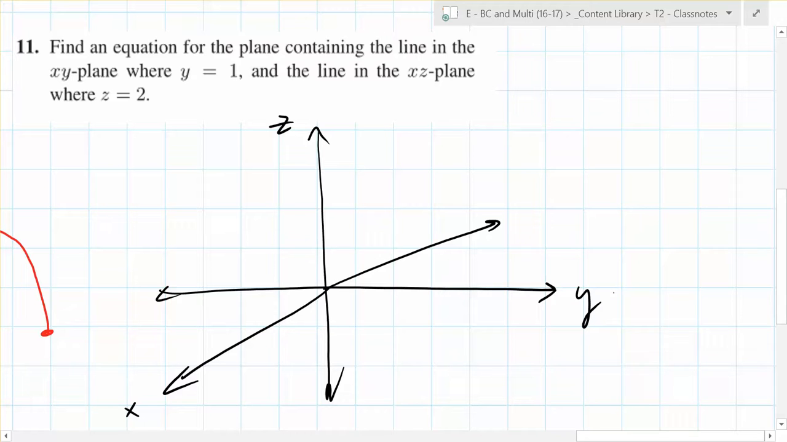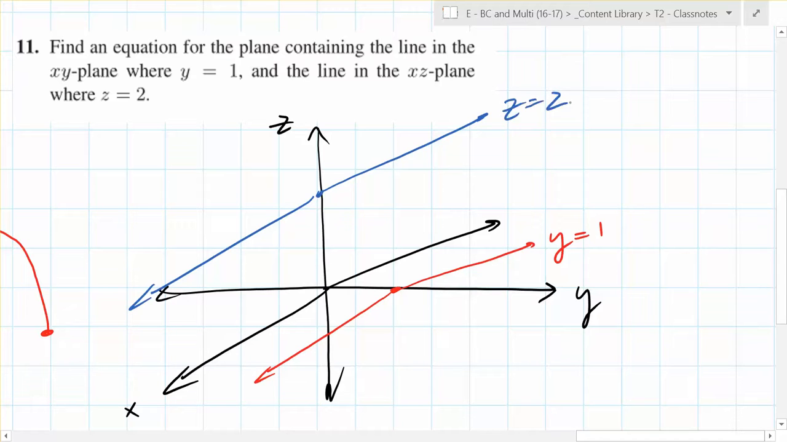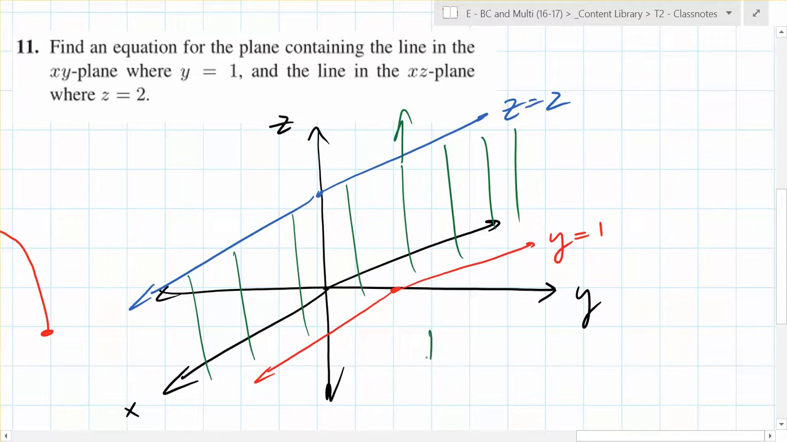So in the xy plane where y is 1, let's say y is 1 right there. So there's this line, right? That's y equals 1 in the xy plane. Sorry about the bend, but that's just how it is. And then it says, and the line in the xz plane where z is equal to 2. So it's up here, right? You see that? So that z is equal to 2. So what is this plane going to look like? It's going to look like this, right? It's a tilt. It's extending infinitely like that, but it's slanted. So do you see the plane at least?